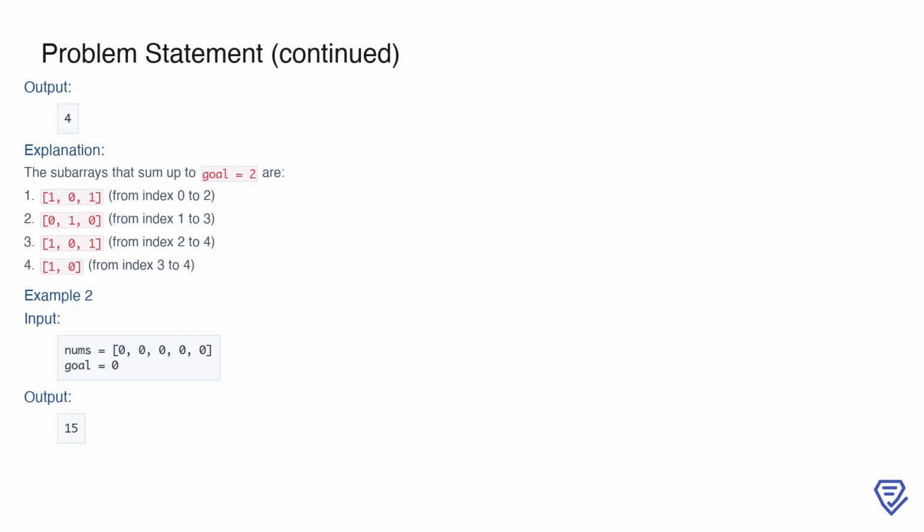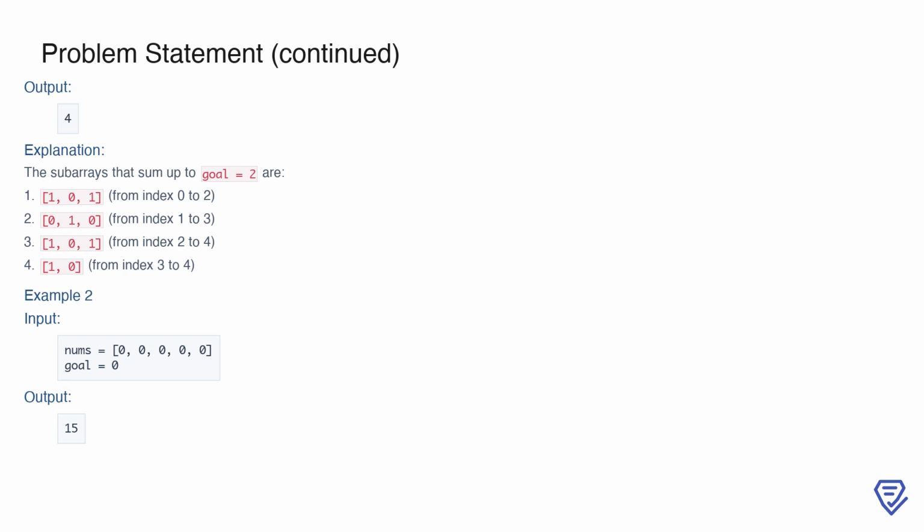The first subarray is 1, 0, 1, which starts at index 0 and ends at index 2. The second subarray is 0, 1, 0, starting at index 1 and ending at index 3. The third subarray is 1, 0, 1, starting at index 2 and ending at index 4. Finally, the fourth subarray is 1, 0, starting at index 3 and ending at index 4. In total, there are 4 subarrays that meet the criteria.